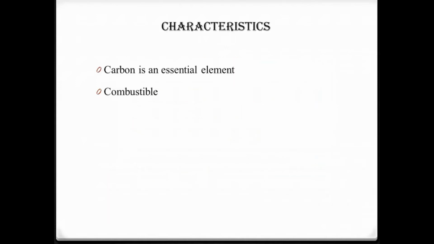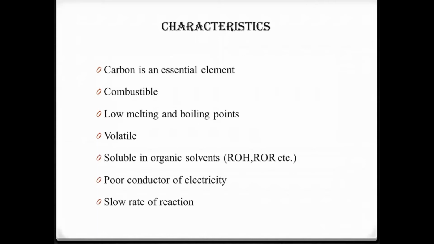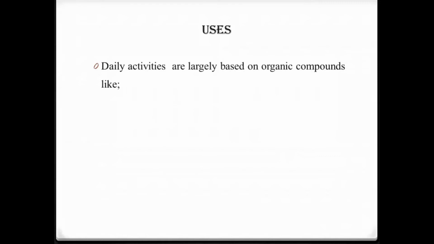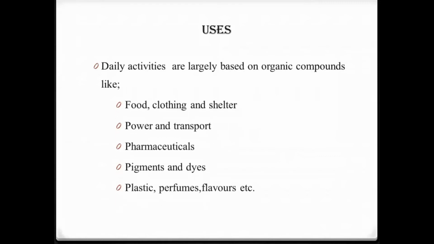Characteristics of organic compounds: they contain carbon as an essential element. All organic compounds must have carbon in them. They are combustible, and have low melting and boiling points. They are volatile and soluble in organic solvents like alcohols and ethers. They are poor conductors of electricity and have a slow rate of reaction. Uses: they have large use in food, clothing, shelter, all of which contain organic compounds, as well as power, transportation, pharmaceuticals, etc.